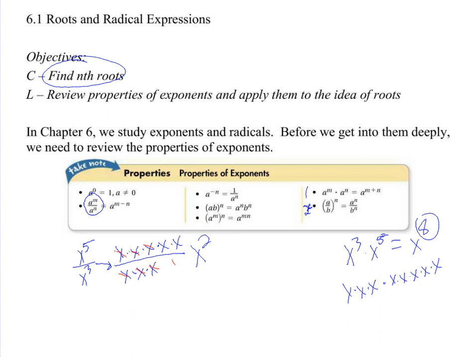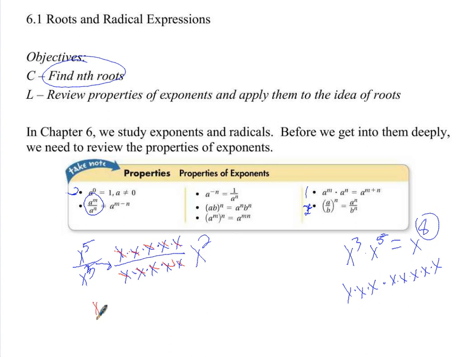The next one I want to do is this one right here, a to the 0. We talked about that in the last chapter. Anything to the 0 power is what? 1. Well, here's why. There's actually a couple ways you can see this for sure. But on this problem right here, if I have x to the 5th divided by x to the 5th, then the x's cancel, gone, gone. What am I left with? 1.